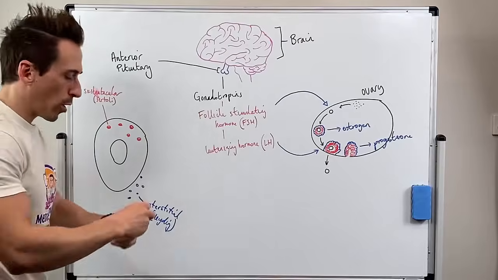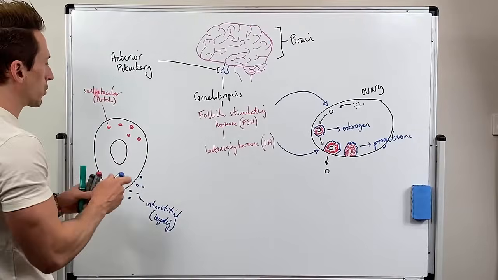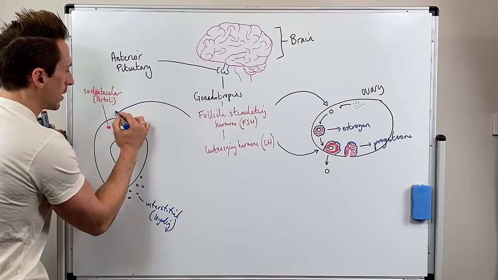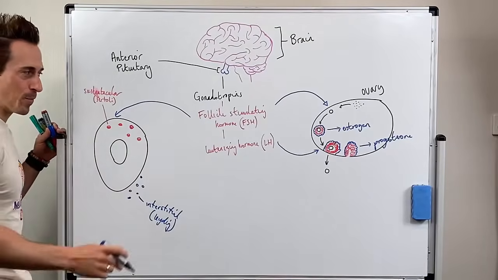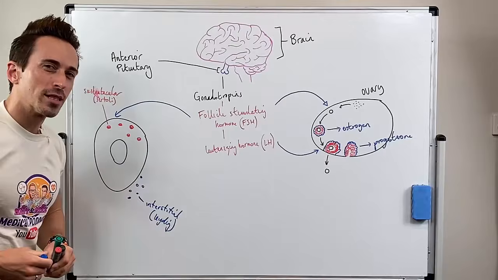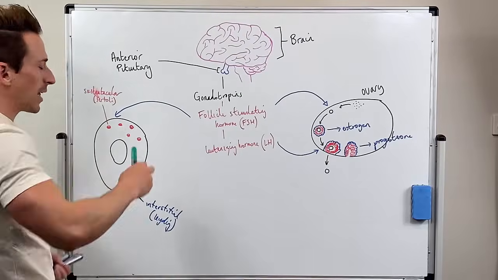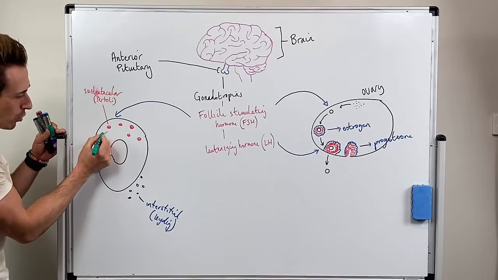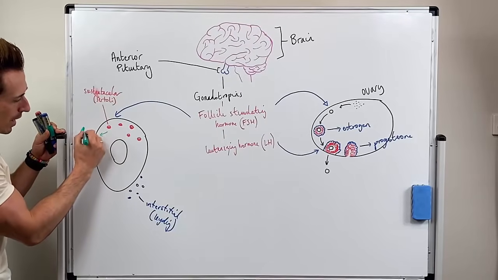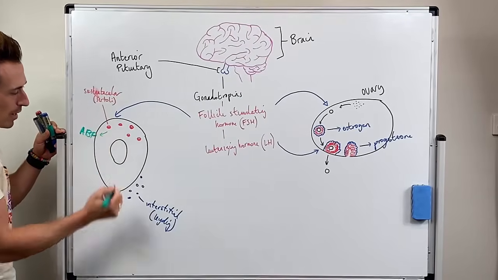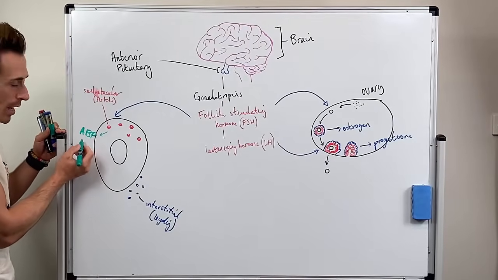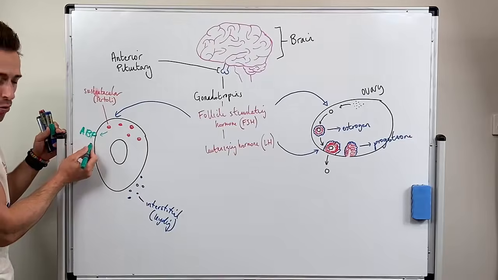All right, what happens? Follicle stimulating hormone gets released. What does follicle stimulating hormone do? Follicle stimulating hormone stimulates the Sertoli cells. All right. What does it stimulate the Sertoli cells to do? Stimulates them to produce something. What does it stimulate them to produce? Something called ABP. ABP is androgen binding protein. Androgen binding protein. All right.